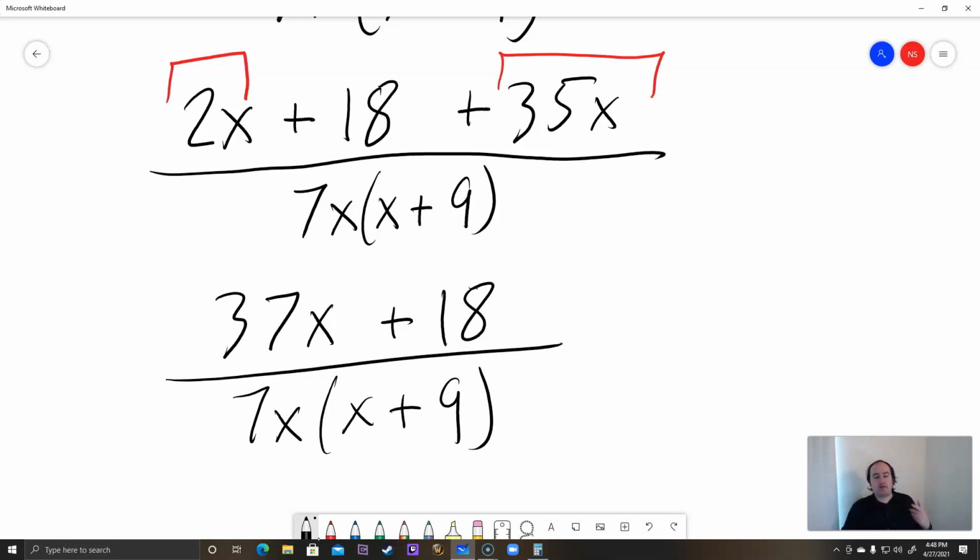Okay, now if you look at 37x and 18, those don't have any common factors because 18 is 6 and 3, and I believe 37 is a prime number. Don't quote me on that, but we never see 37 in our times tables, so it's not a multiple of 3 or 6 or 9 or 18. So since they don't have any common factors, we can't factor out a GCF. Okay, so this is going to be our answer. 37x plus 18 all over 7x times x plus 9.